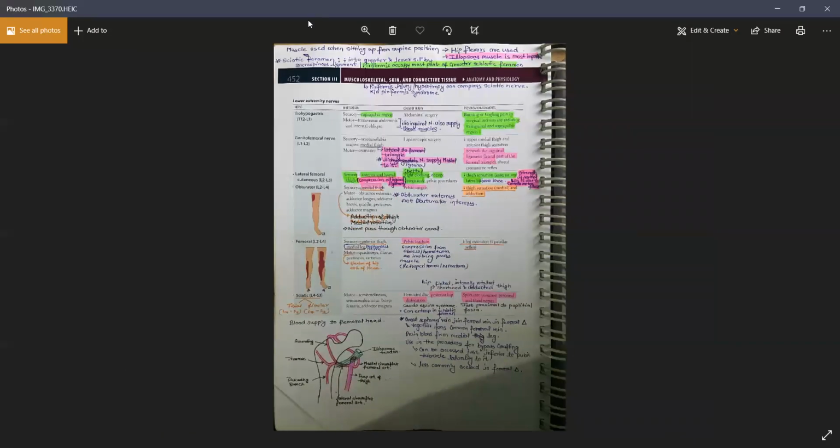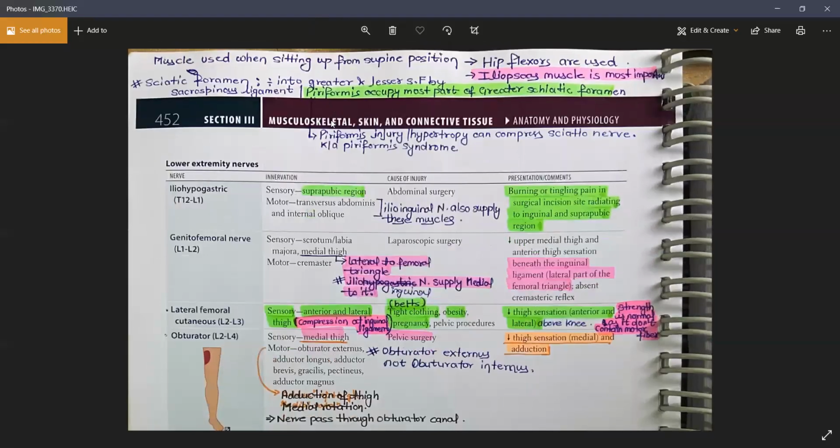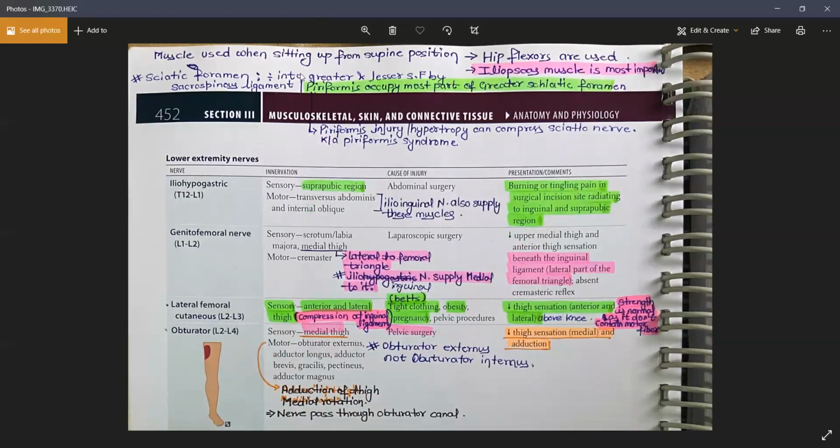Okay, and if Step 1 asks you which muscles are involved when you ask the patient to sit up from the supine position, you have a patient lying supine, and you ask them to raise themselves and sit up, right? The major muscle, the iliopsoas, is the most important one. And second, the hip flexors are also important. So if Step 1 asks you what the most important muscles are in rising from a supine to a sitting position, it will be the iliopsoas and the hip flexors, mainly the iliopsoas.